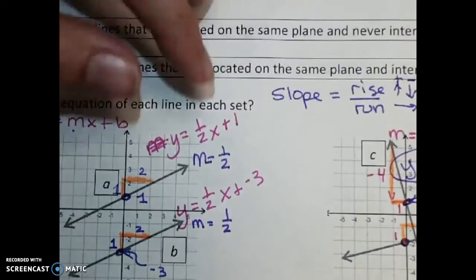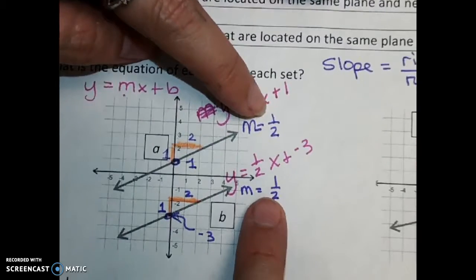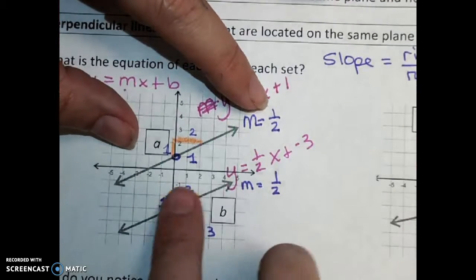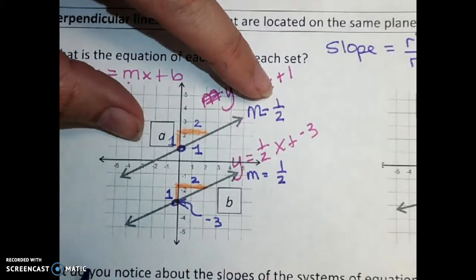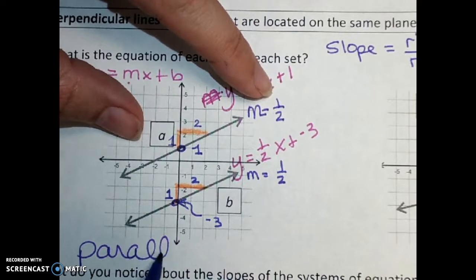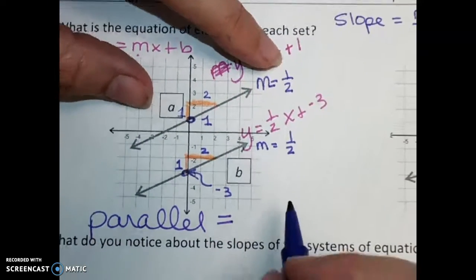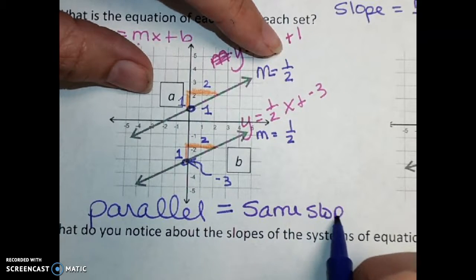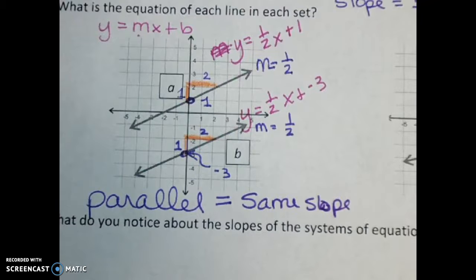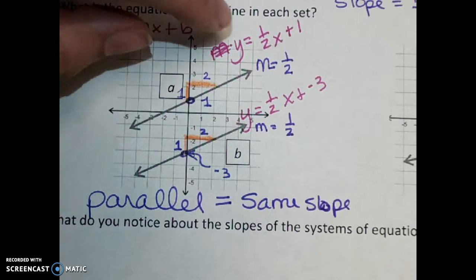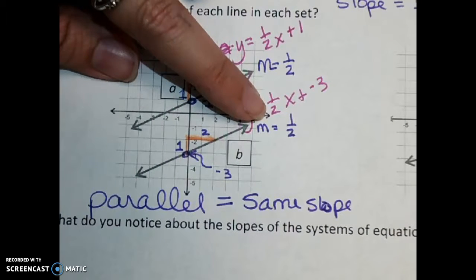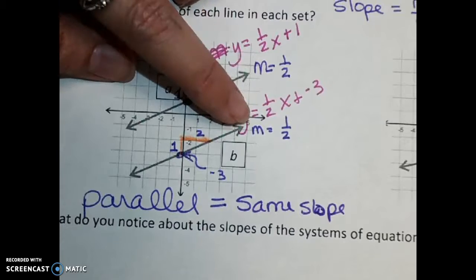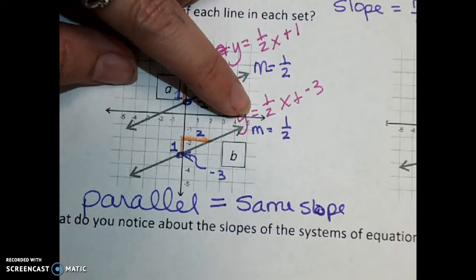Now the next question that's asked on here is what do we notice about the slopes? Well, they have the same slopes, and what do we know about these lines? They're parallel. So if they're parallel, they have the same slope. If you don't remember that from algebra, you need to write that down right now. If they're parallel, they have the same slope. If this one's 1/2, that one's 1/2. They have the same slope if they're parallel.